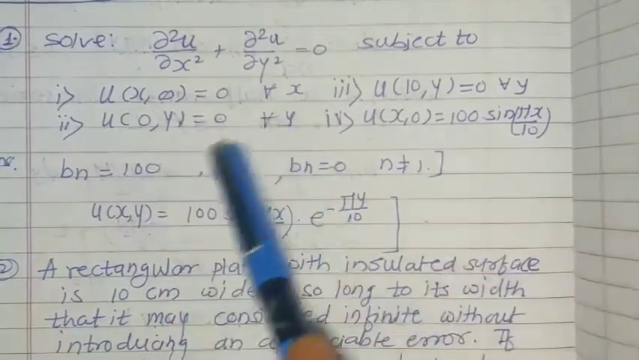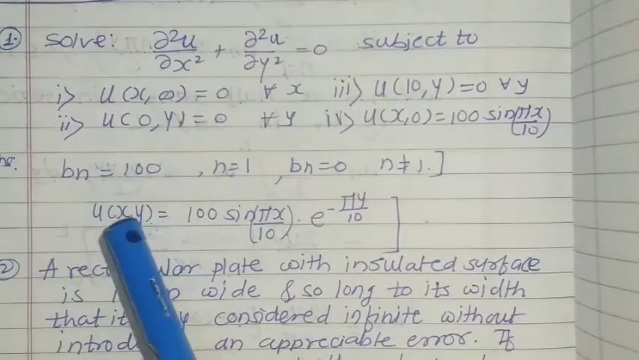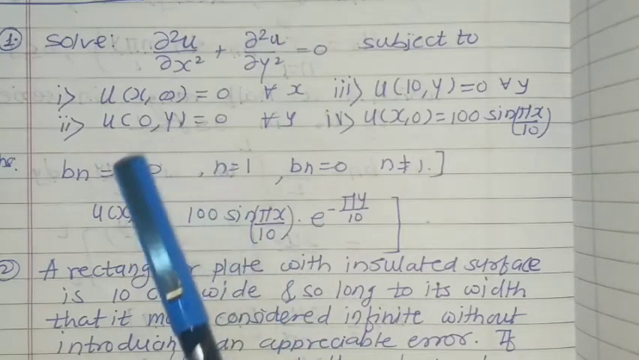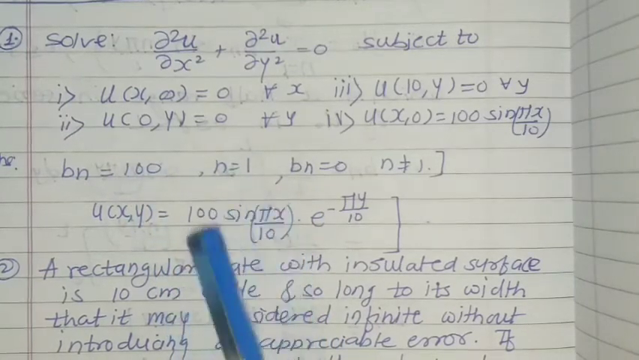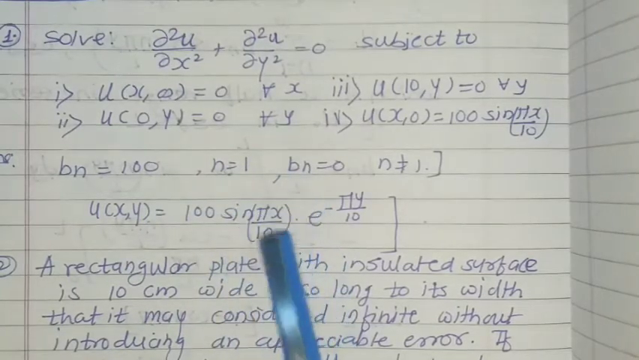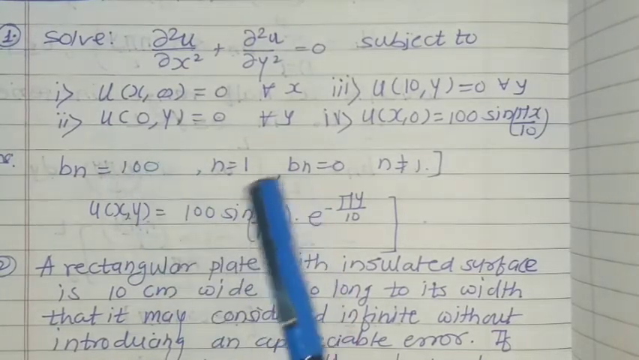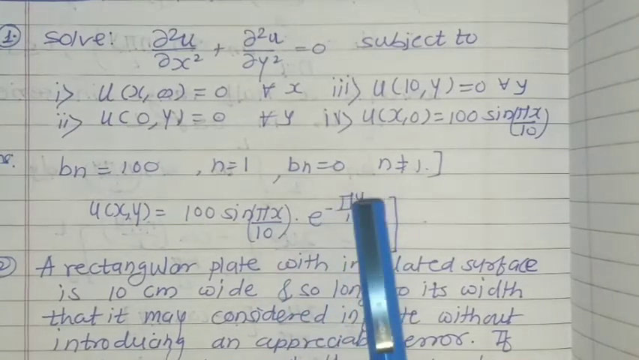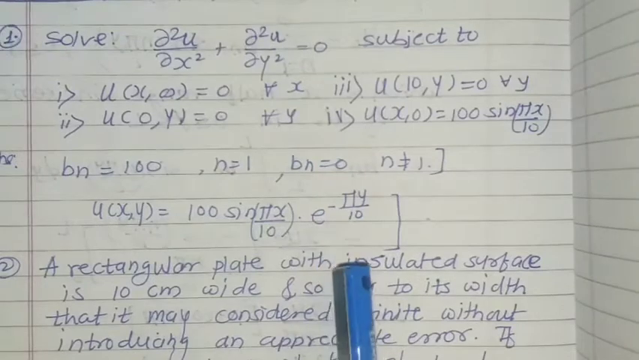so only one coefficient you will get there, B1 as 100, and because of that u of x, y will be only a single function. It will not be an infinite series because only one constant is non-zero. Because of that you will get your u of x comma y as 100 times sin pi x by 10. 100 is the value of B1, this is the sin function, into e raised to minus pi y by 10.